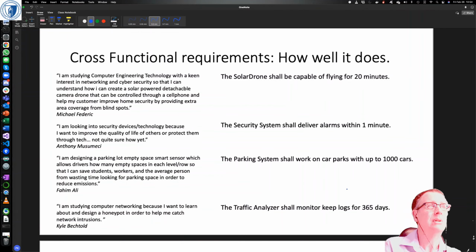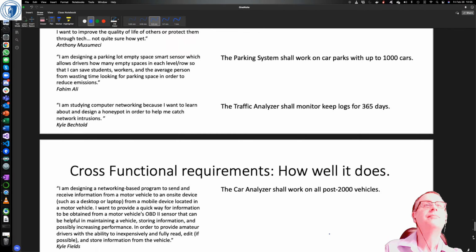Is that too short, too long? The parking system shall work on car parks with up to 1,000 cars. I don't know, is that too many? I don't know how big most car parks are. I suspect they're smaller than 1,000, except maybe at some of the larger airports. The traffic analyzer shall keep logs for 365 days. Maybe monitor and keep.